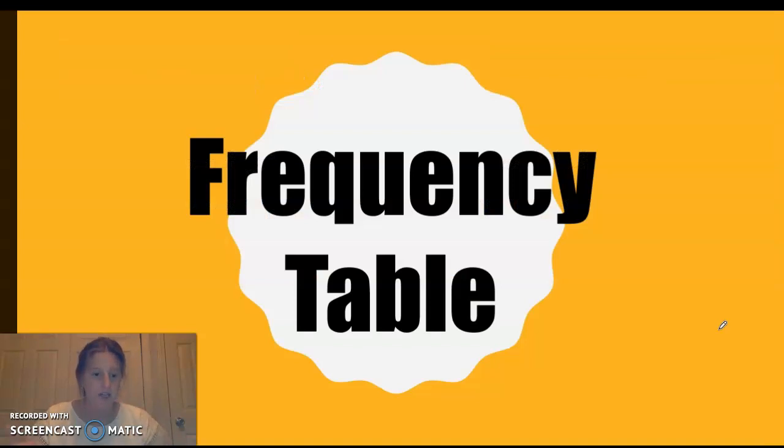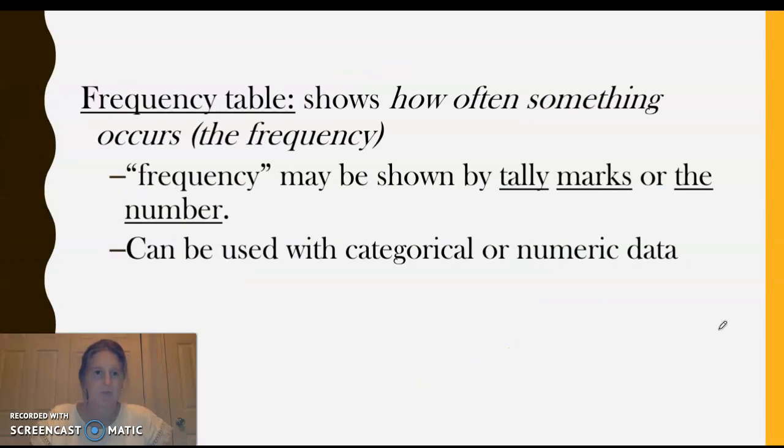Now I'm going to go through each type of data display, talk about how to identify it, but also how to create some of the most important ones. First off is a frequency table. It shows how often, or how frequent, something occurs. Frequency can be shown using tally marks or the actual number, and it can be used with both categorical and numeric data, because it was on both sides of that T-chart. So frequency table: how often something is happening.